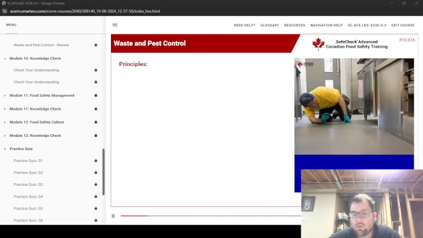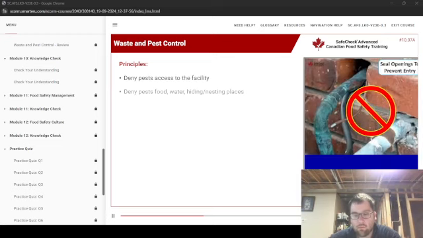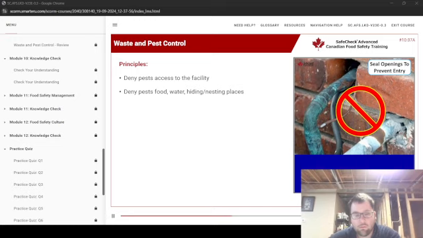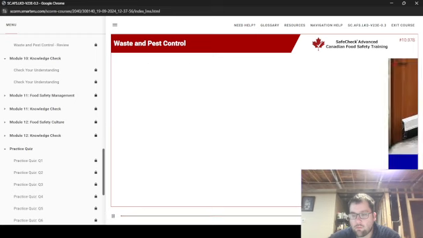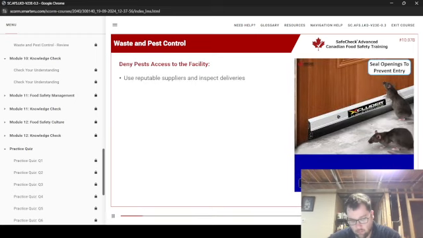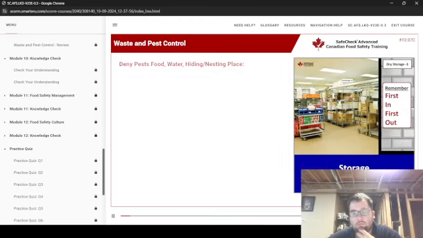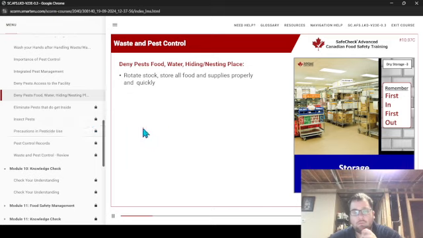Integrated pest management is based on the three principles of denying entry to pests, ensuring they are not provided food, water, or a place to live, and eliminating any that do get inside. Proper procedures should also be in place to prevent pests in the first place. Start with minimizing the ways that pests can enter your establishment. Next, rotate stock and monitor storage areas.